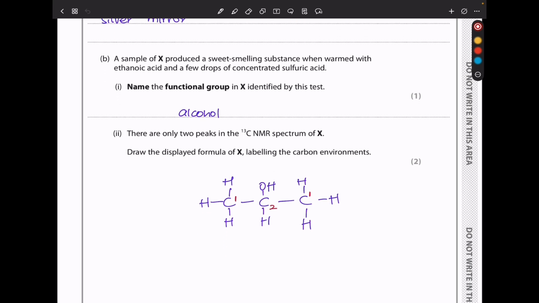Then they say there are only 2 peaks in the carbon-13 NMR spectrum of X. Draw the displayed formula of X labeling the carbon environments. Now remember, all these compounds contain 3 carbons but only 1 functional group. Since we have identified that it has OH, meaning it's an alcohol, and it has only 2 peaks, this is going to be the structure. This is the first peak, and that is the second environment, creating this secondary alcohol.